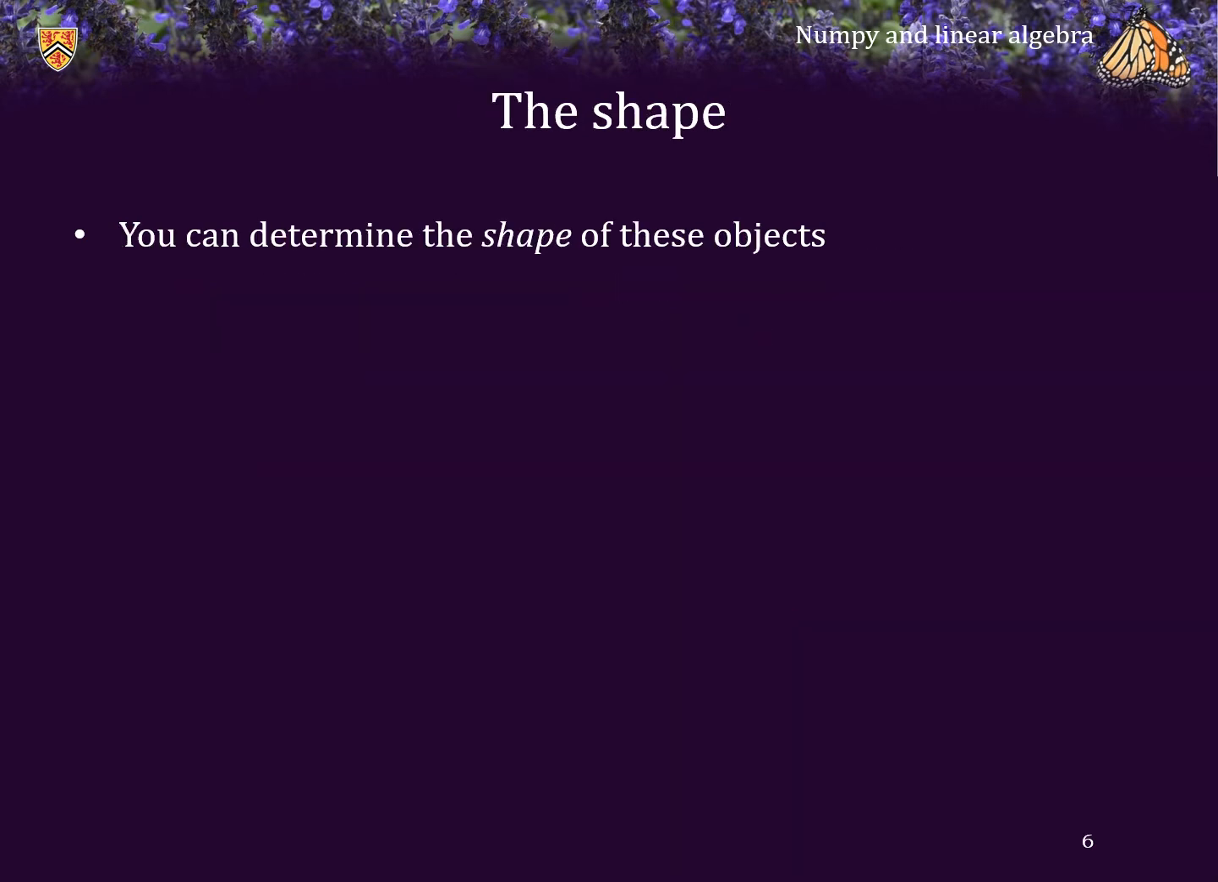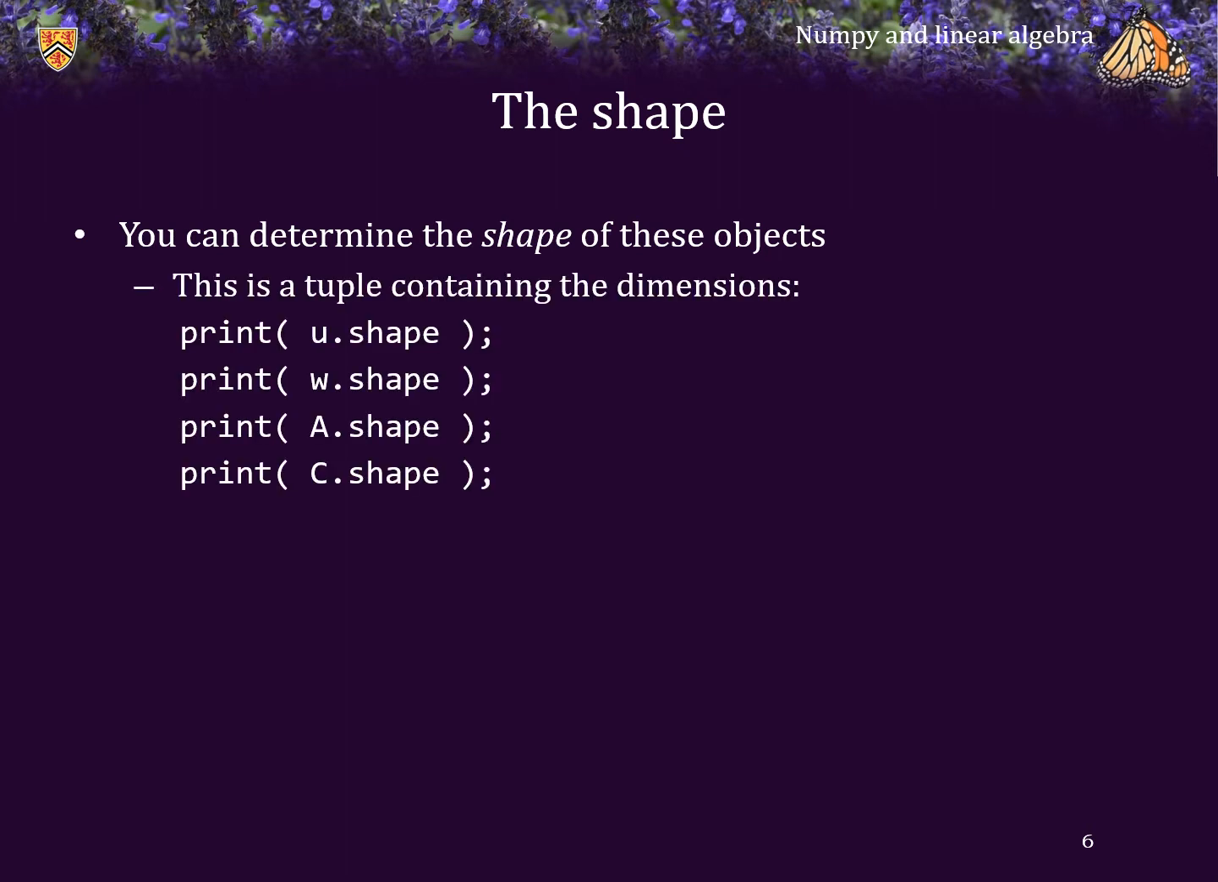You can also determine the shape of these objects once they are in existence. The shape returns the number of dimensions as a tuple. It's assigned to the attribute shape, and these tuples describe what is being stored. So for example, u and w are vectors, and therefore shape is assigned a tuple containing one entry, while A and C are matrices, and thus will have tuples with 2 entries.